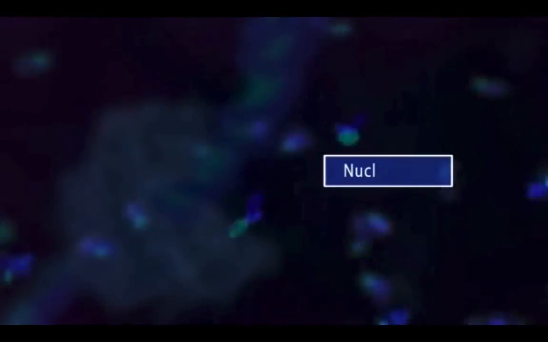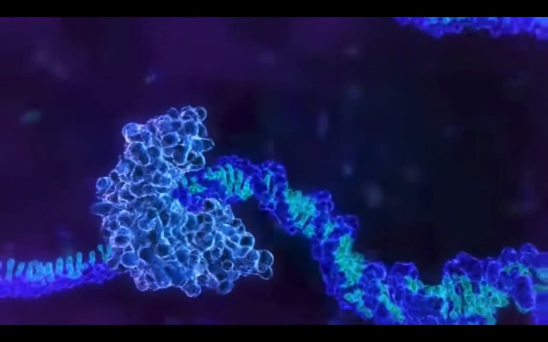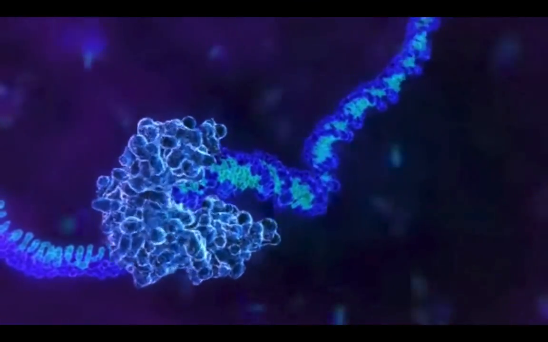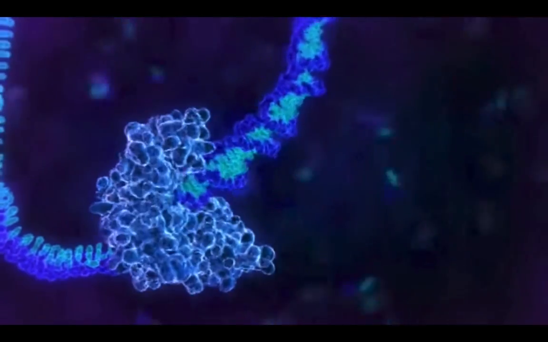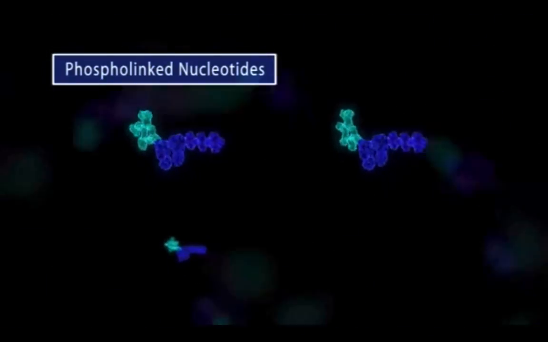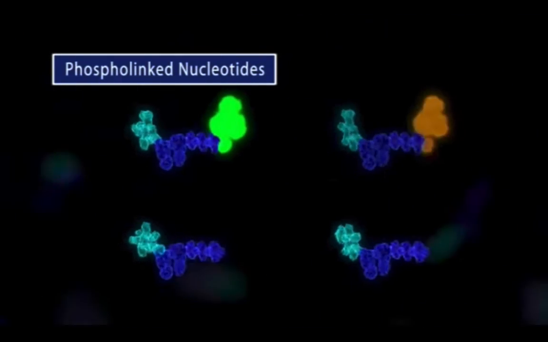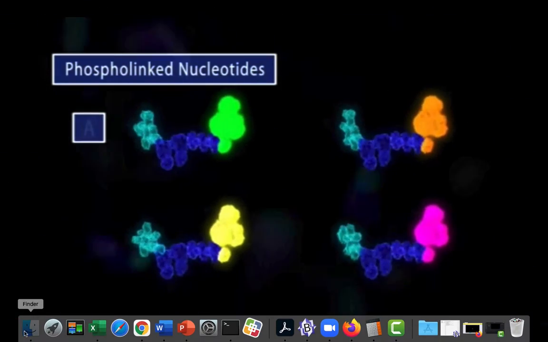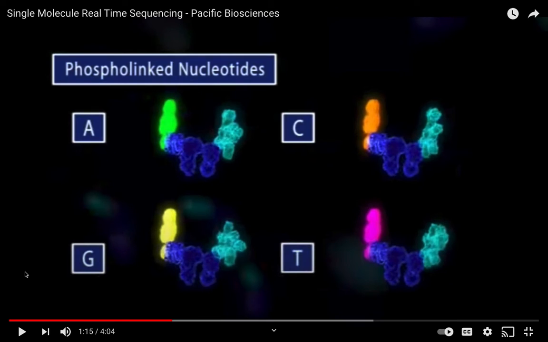Pacific Biosciences SMART sequencing harnesses the power of the polymerase as a sequencing engine by eavesdropping on it while it works to replicate DNA. This approach is enabled by two proprietary technologies. The first is phospholinked nucleotides. To visualize polymerase activity, a different colored fluorescent label is attached to each of the four nucleotides, A, C, G, and T.